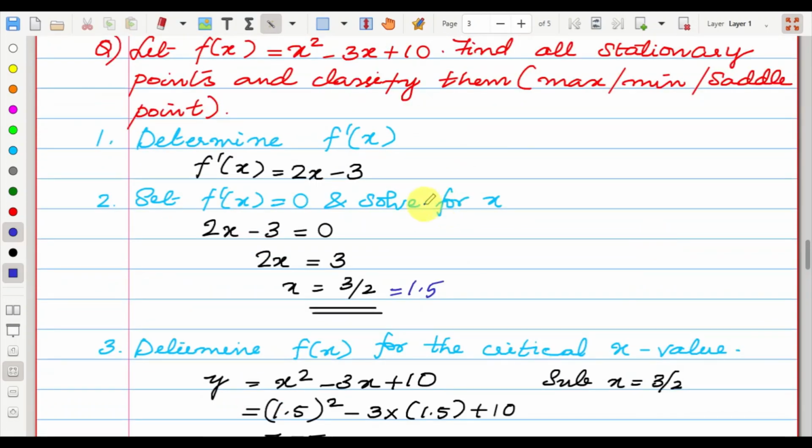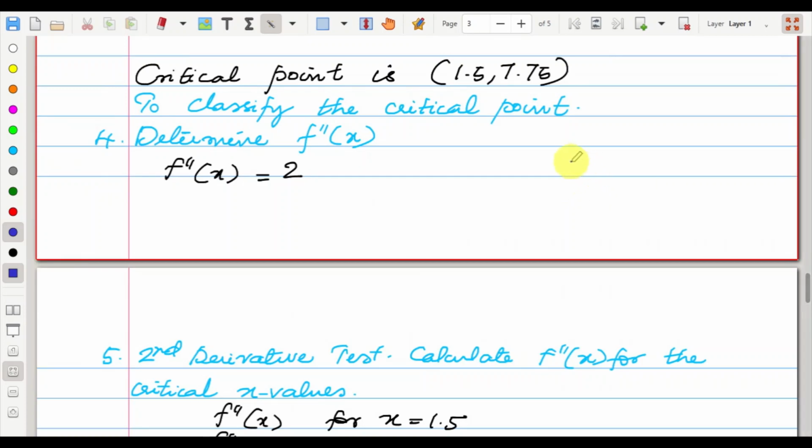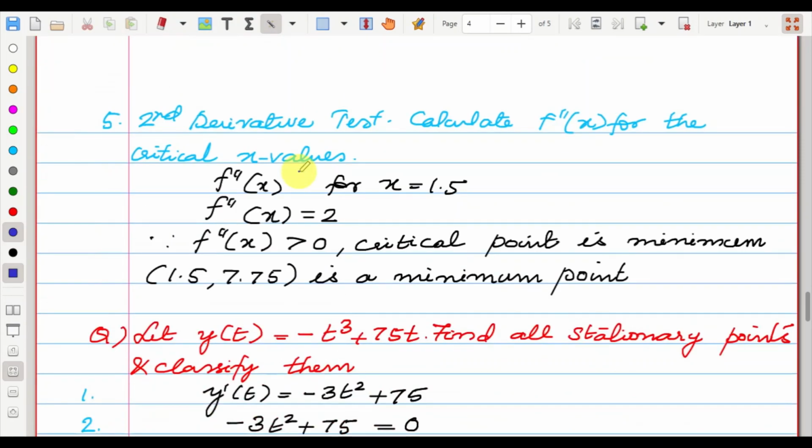In the first derivative our equation is 2x minus 3. So we need to differentiate d by dx of 2x minus 3. Here only one x term is there, so we will get f double dash of x equal to 2. Now perform the second derivative test. Calculate f double dash of x for the critical x value.